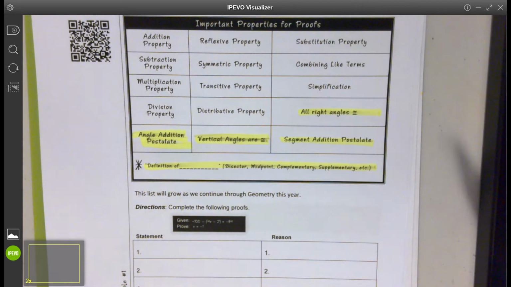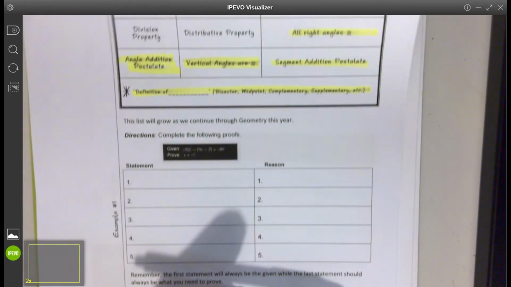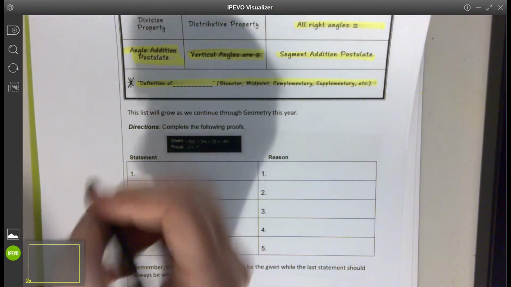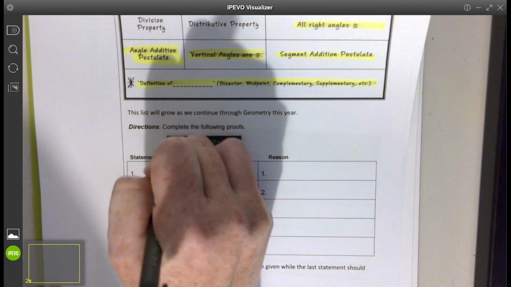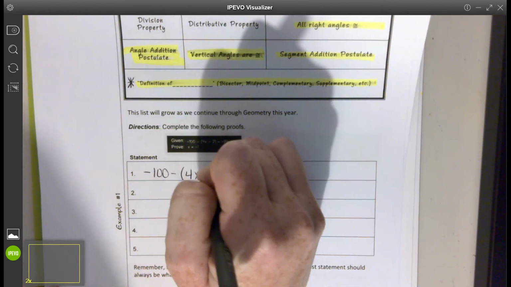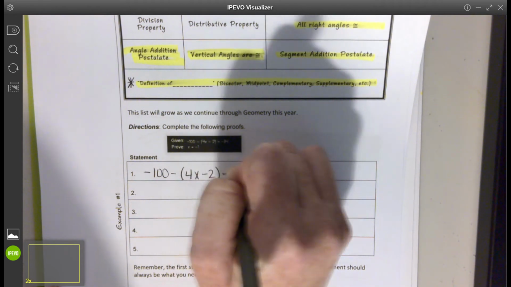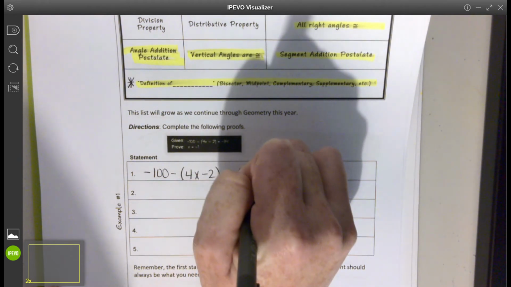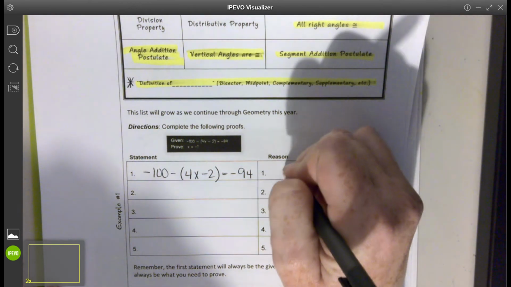So we're going to continue on writing our proof like we did in our previous video. So you can see our first example here. We start with our given and what we're proving. And now our whole proof is blank. So we're going to start off by filling in our first statement. So here I have negative 100 minus parentheses 4x minus 2 equals negative 94. And the reason why we write that is because it is given.